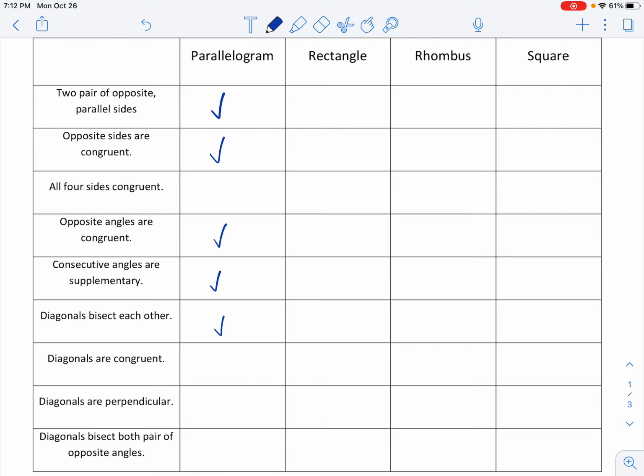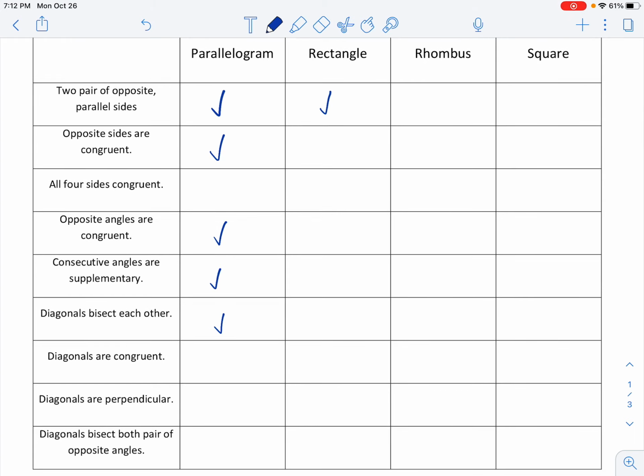Now we know that a rectangle is a specific type of parallelogram. So because it is a parallelogram, it automatically will have all of the same properties that the parallelogram does. So I can check those off right away. Now let's look at the extra properties that we get when we have a rectangle. Does a rectangle have all 4 sides congruent? It does not.